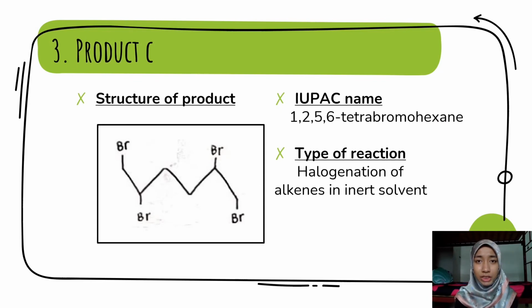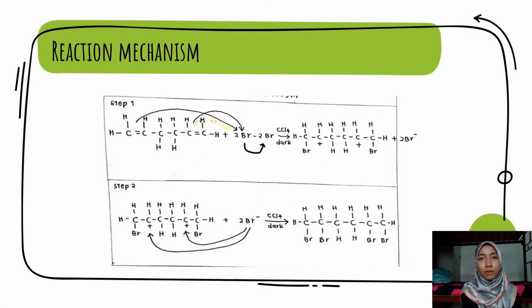This is the structure of the product, and the IUPAC name is 1,2,5,6-tetrabromohexane, and the type of the reaction is halogenation of alkenes in inert solvent. In the mechanism of this product, this process is known as halogenation because we are adding Br2 into the double bond in inert solvent, which in this case we use carbon tetrachloride, CCl4, under dark condition.